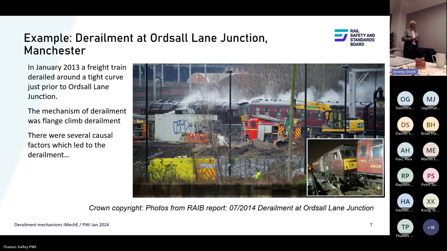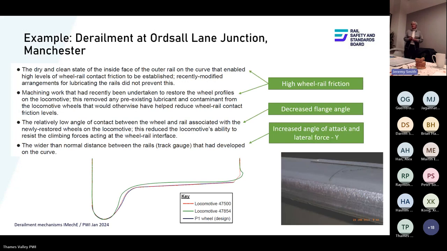But taking some text from the report, you can see that a number of the factors that I've talked about came out in there. So dry and clean state of the rail, high friction. There was no lubrication on the track. It wasn't dealing with that issue. There was high friction. The wheels on the locomotive that derailed had just been machined. So any residual lubrication that would have been on those wheels had been taken off by the machining, and it wasn't part of the process to put any back again. So the rail was dry and clean, the wheel was dry and clean. Not a good start.